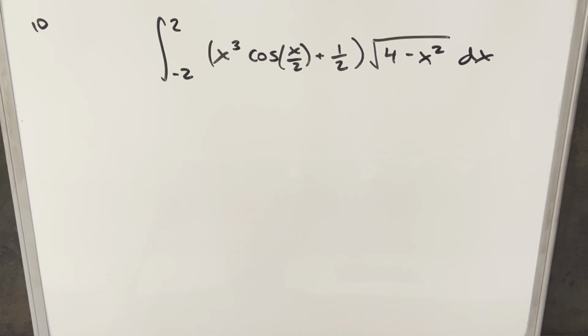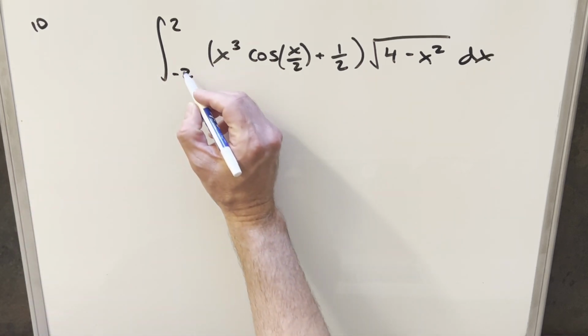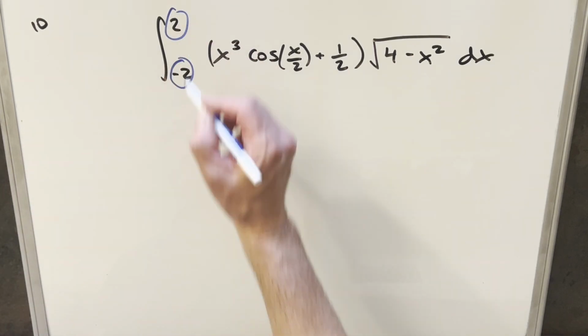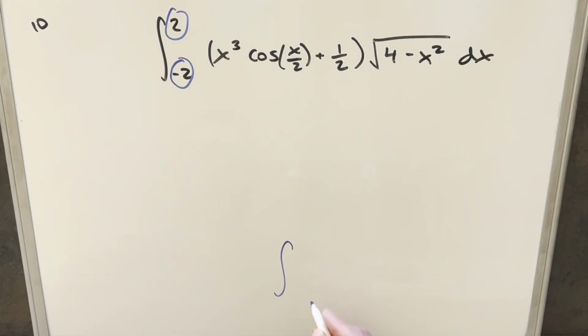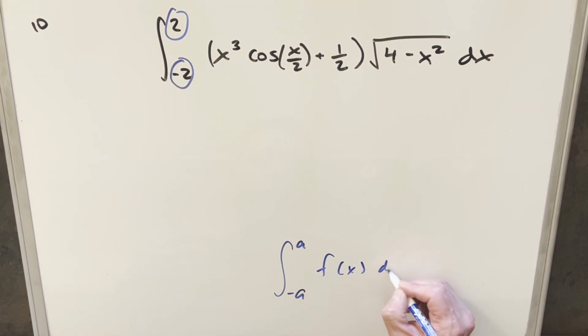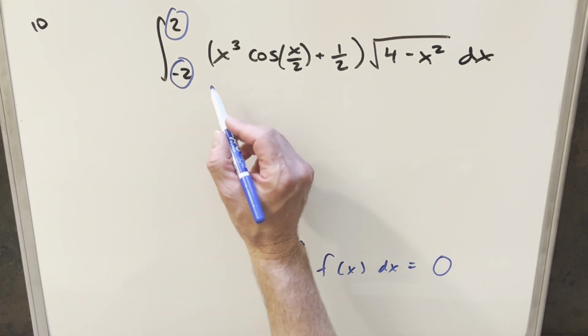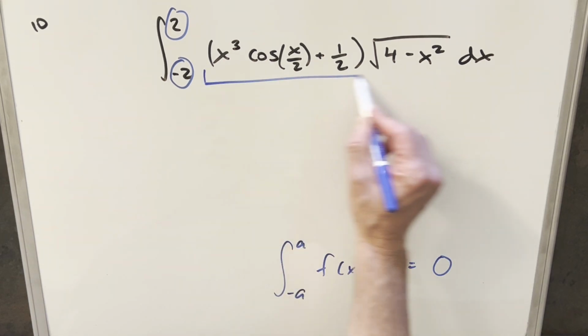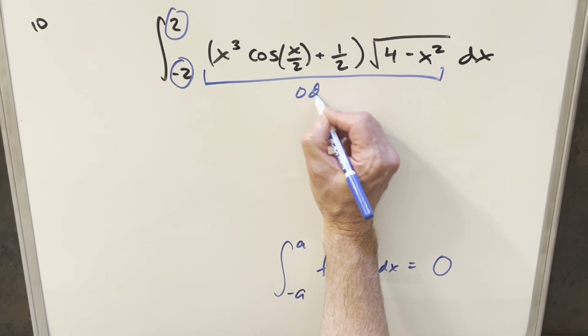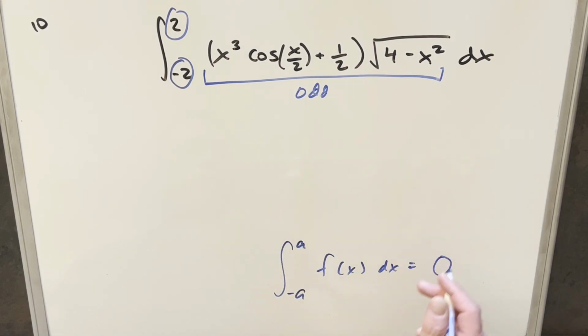Okay, my first thought on this one was that we actually could use odd functions. Notice that we have symmetric bounds here around 0, right? And we have this principle: if we have an integral from minus a to a, and if f of x is an odd function, then the whole integral is 0. So if we can show that this whole thing is odd, then our integral is 0.